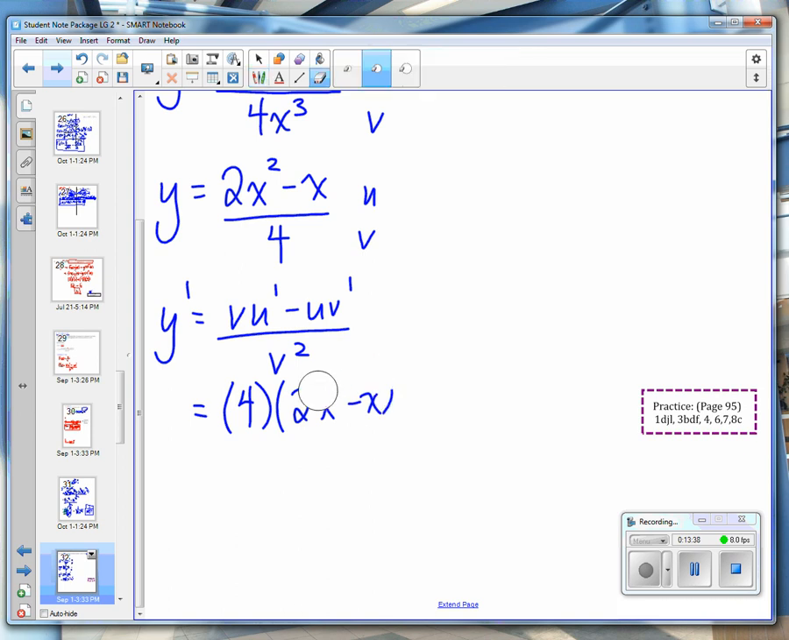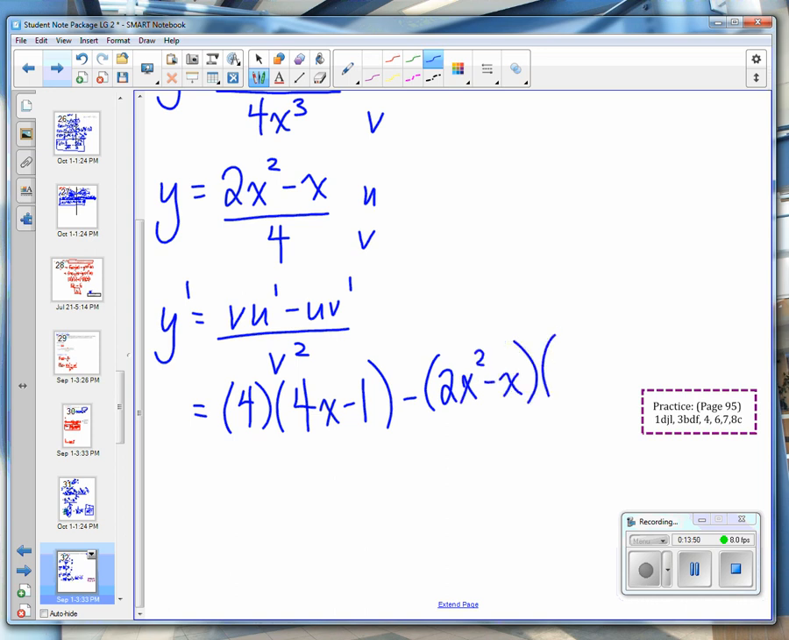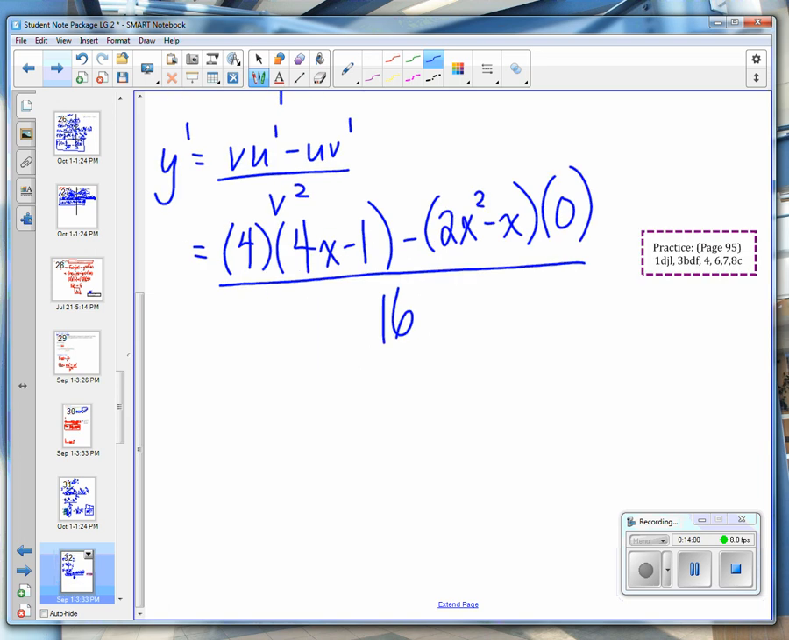Oops, sorry, I'm taking the derivative of that. I'm just rewriting it. So that would be 4x minus 1 minus u, which is 2x squared minus x, times v, which is going to be 0, because the derivative of 4 is 0. And then divided by v squared is just going to give us 16.